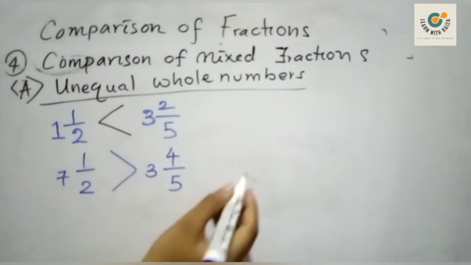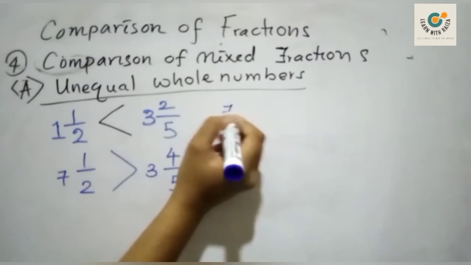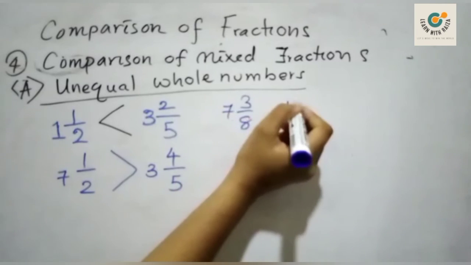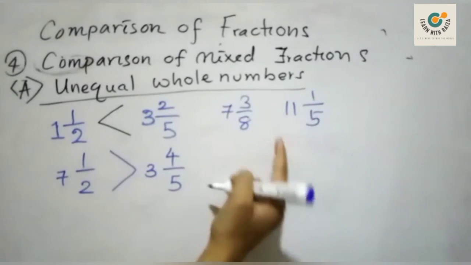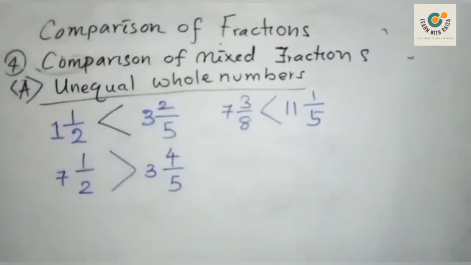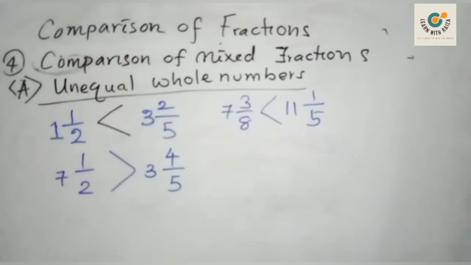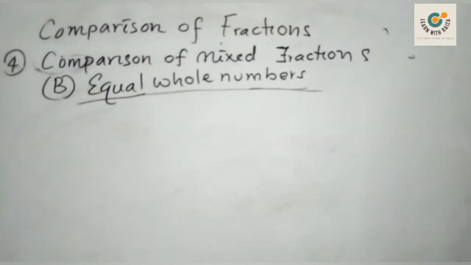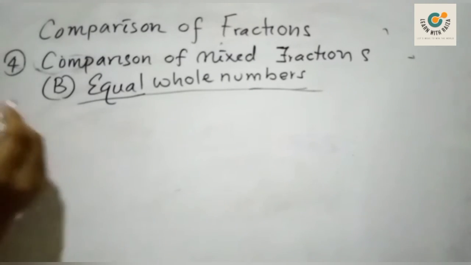Let me take another example. 7 3 over 8 and 11 1 over 5. The larger whole number is this, so that is the larger fraction as well. So that's very easy. Unequal whole number comparison is very easy. So let's see how to do equal whole numbers. When you are comparing equal whole numbers, there are some things that you should follow.